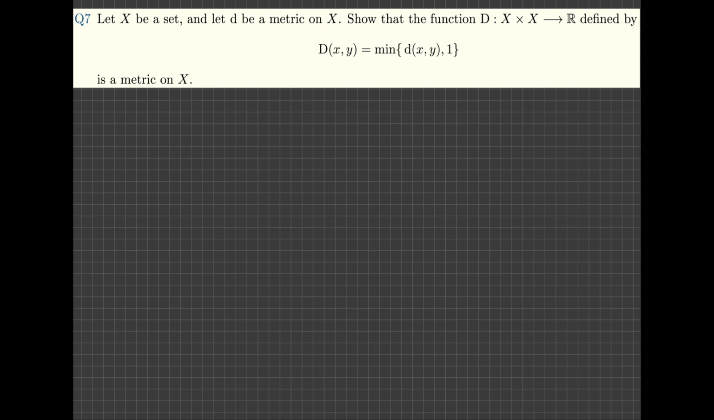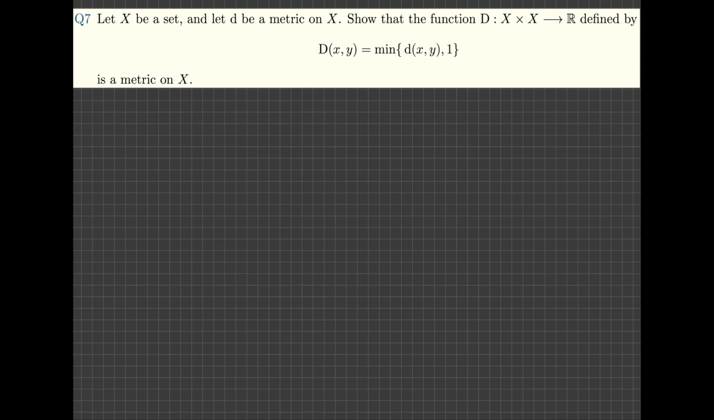Show that the function capital D defined from the Cartesian product of X with itself to the set of real numbers R defined by this relation is a metric on X. The relation is that capital D of X and Y is equal to the minimum of these two numbers: number 1 on the one hand and the output of little d of X and Y on the other hand.